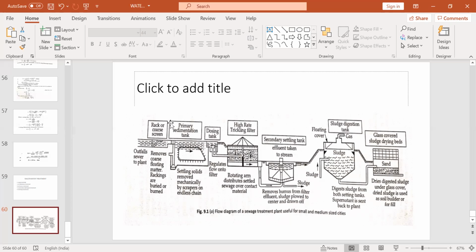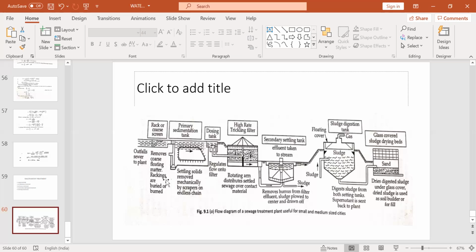Now, after this grit removal basin, the sewage enters the primary sedimentation tank where settling is allowed. In case of water supply, it also happens here. Water is allowed to settle. The sewage is stored in a sedimentation tank for a detention time of maybe 2 hours to 6 hours, depending upon the quantity of sewage being treated and the detention period of the tank.